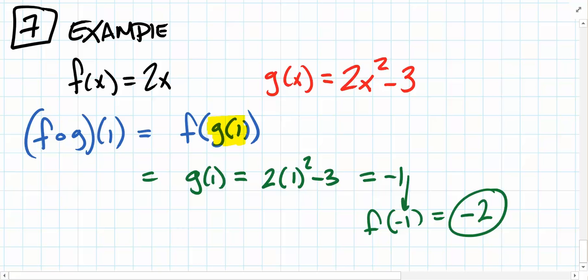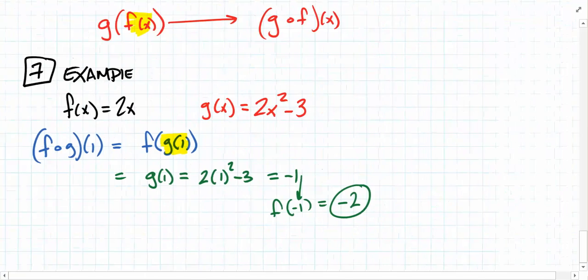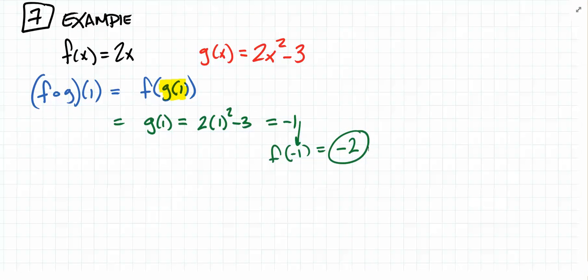You work from inside out. So it would be incorrect if you did otherwise, because f of x is just 2x. If you did it that way, like 2 times, and then put in 2 for all the x values, that's the opposite. That's the opposite, exactly.